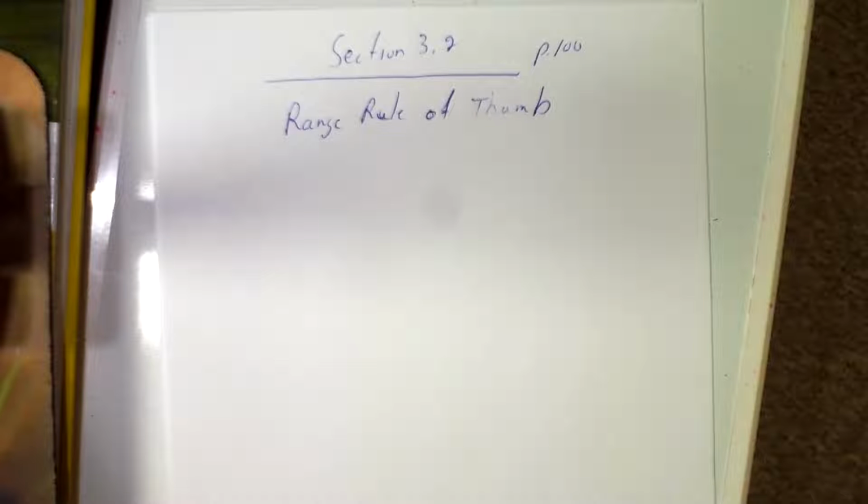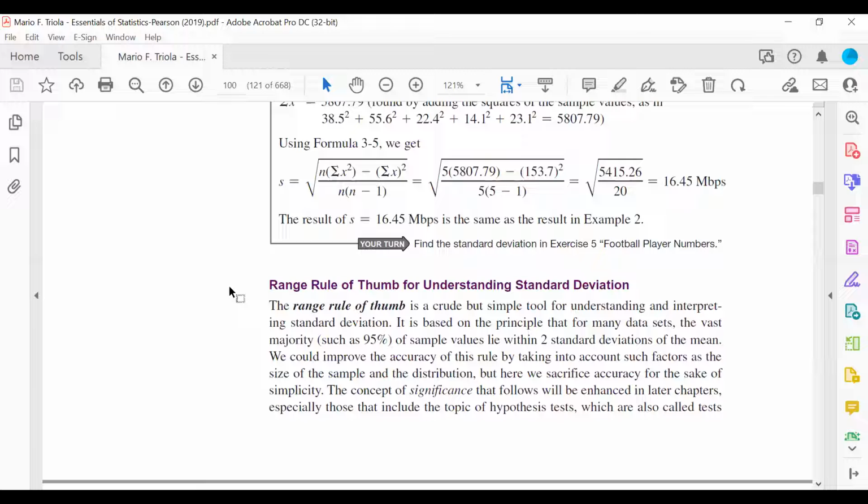So there's two rules of the range rule of thumb that we're going to go through. And it is on page 100. And so the range rule of thumb is a crude but simple tool for understanding and interpreting what the standard deviation does. So it's based on the principle that for many data sets, the vast majority, we say about 95%, of the sample values lie within 2 standard deviations of the mean. That's standard. We can improve the accuracy of this rule by taking into account factors such as the size of the sample and how the distribution looks, but we have to sacrifice accuracy for the sake of simplicity.